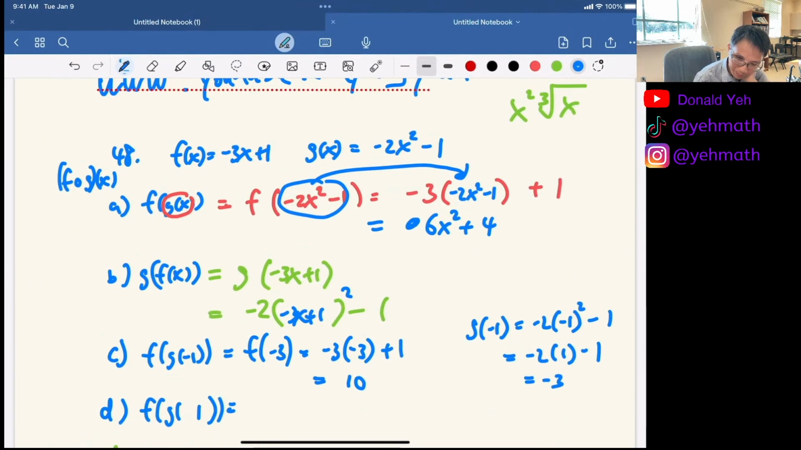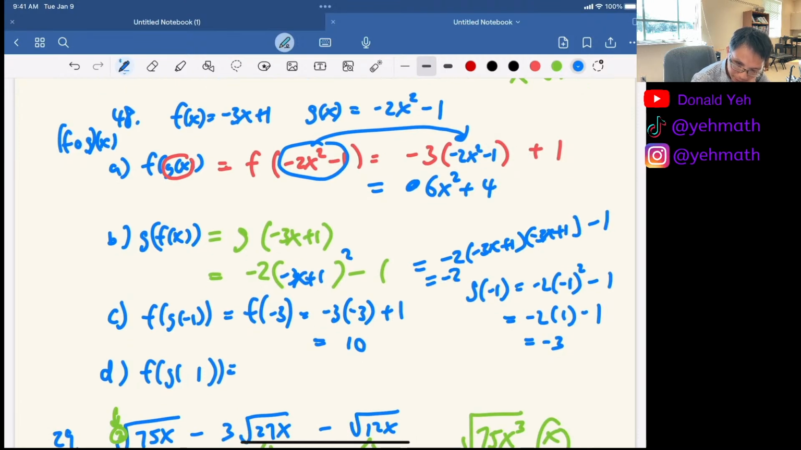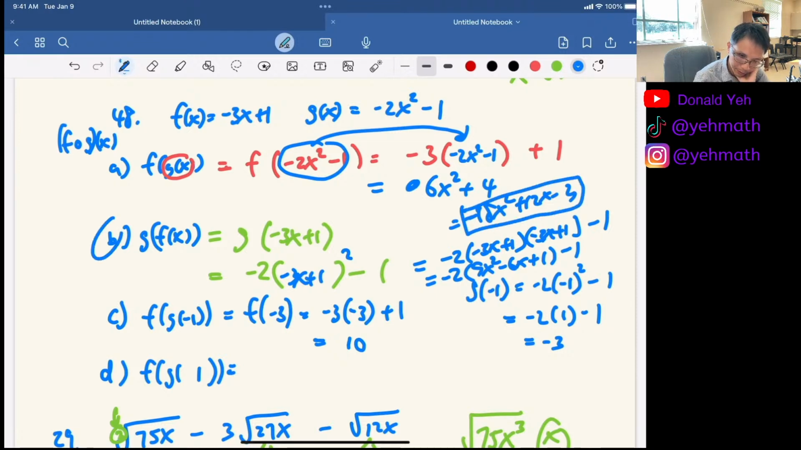So when I have something squared here, I'm going to get negative 2 times negative 3x plus 1 times negative 3x plus 1, and negative 1. So I'll actually work it out. It'll be negative 2 times 9x squared minus 6x plus 1 minus 1. So you actually eventually get negative 18x squared plus 12x minus 2 minus 1, so it's negative 3. So that will be the final answer for that particular one. For B.